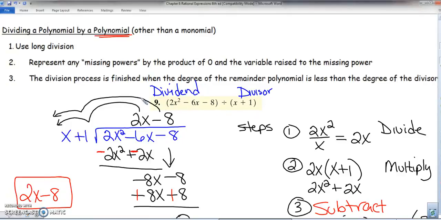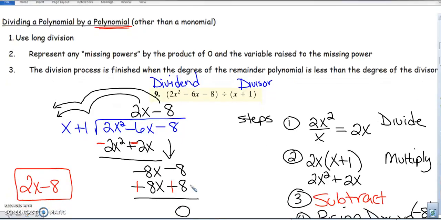If anything is missing, we will put in a placeholder by putting 0 and then whatever variable is attached. So 0x to represent whatever is missing, or 0x squared, and so on. So the division process is finished when the degree of the remainder is less than the degree of the divisor.